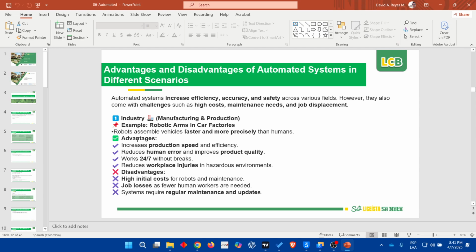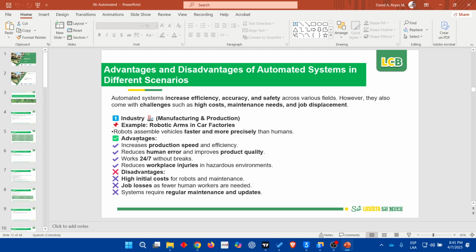Advantages, increased production. For example, if you use humans, let's suppose that in one day you are going to assemble 10 cars. Using an automated system, you are going to assemble 1,000 cars a day. Okay, reduces human error and improves product quality. Works 24 hours, 7 days of the week without breaks, and reduces workplace injuries.